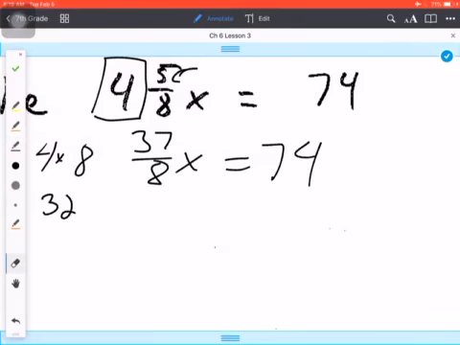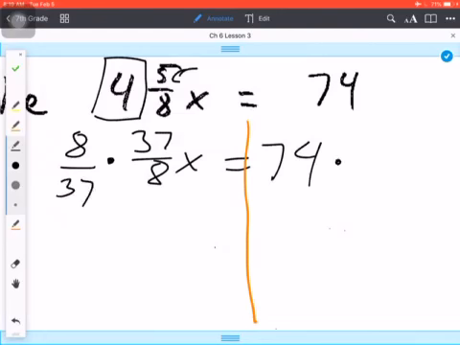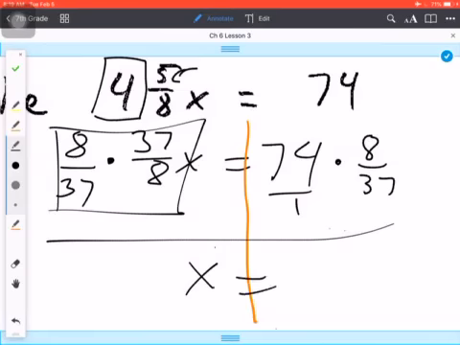Now, using my process from before, we're going to draw a line down the middle, and we're going to multiply, I'm going to get rid of this, by the reciprocal. And of course, if it happens on one side, it has to show up on the other. This right here simplifies to just 1, so I have x left over.